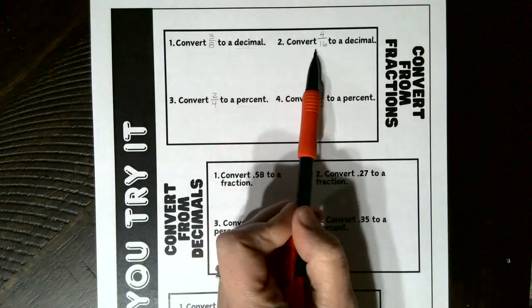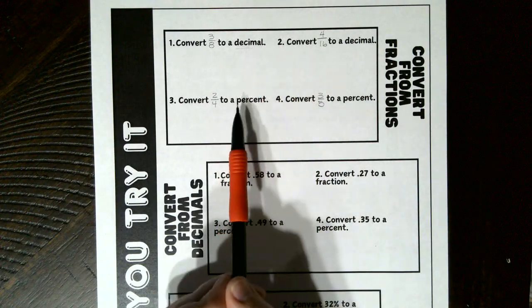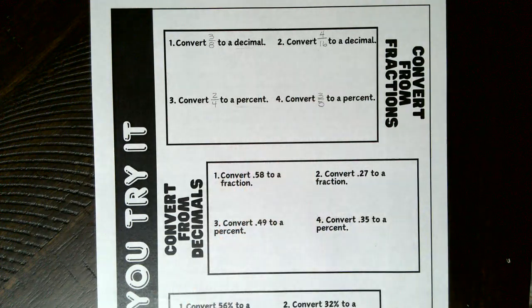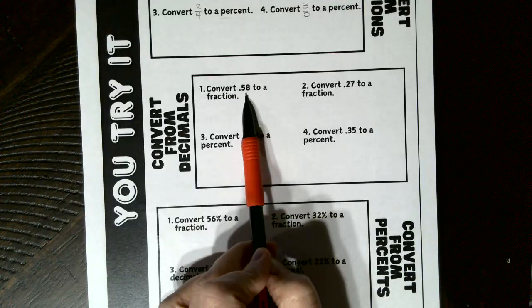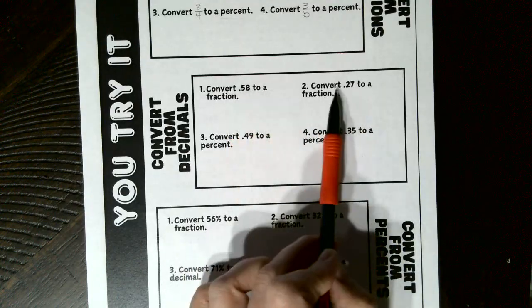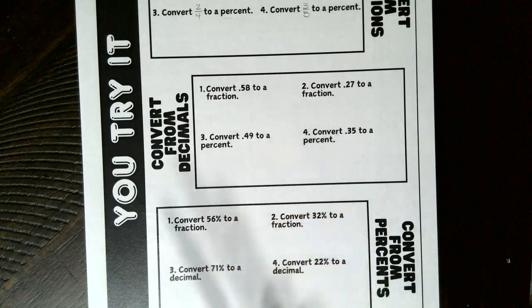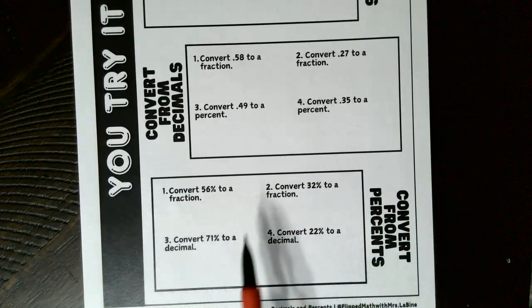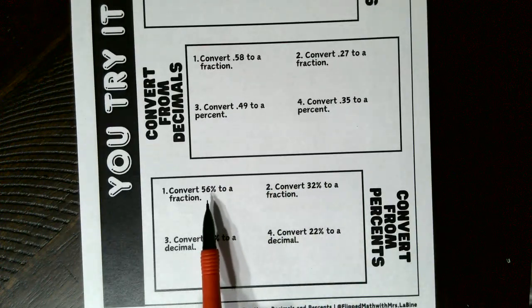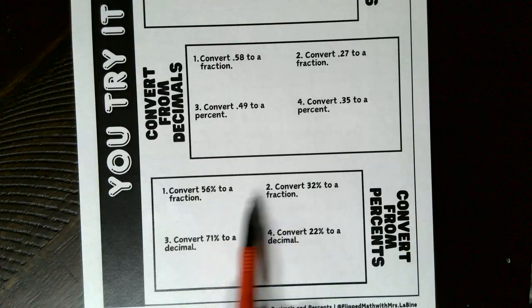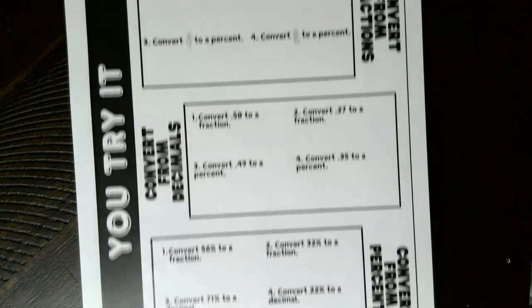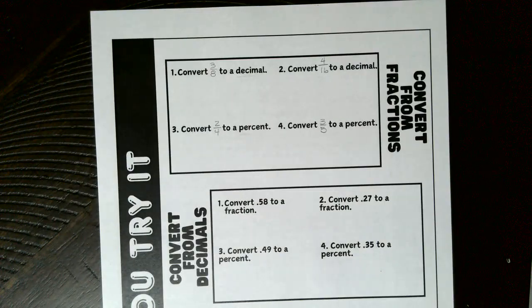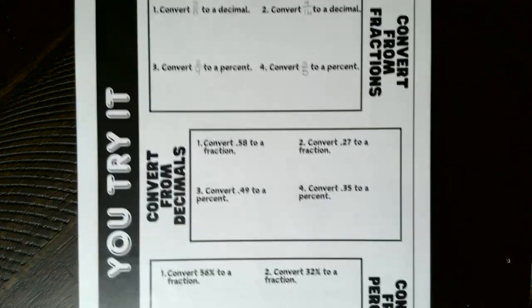Okay, so you're going to do that for these ones. Both of these, you're converting the fraction to a decimal, converting the fraction to a percent. Now here, you're going to convert the decimal to a fraction for both of these, and then the decimal to a percent here. And then the last 4, you're going to convert the percentage to a fraction, and then the percentage to a decimal. Okay, so you're going to try these 4 on each of these. So you will have 12 different problems to do.